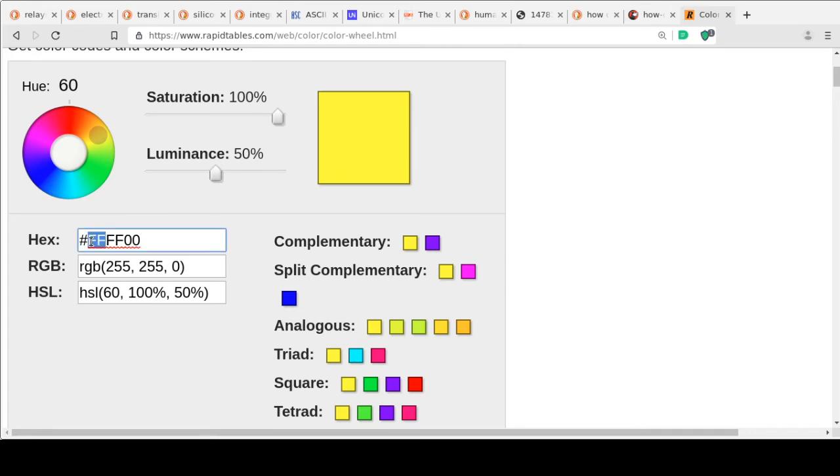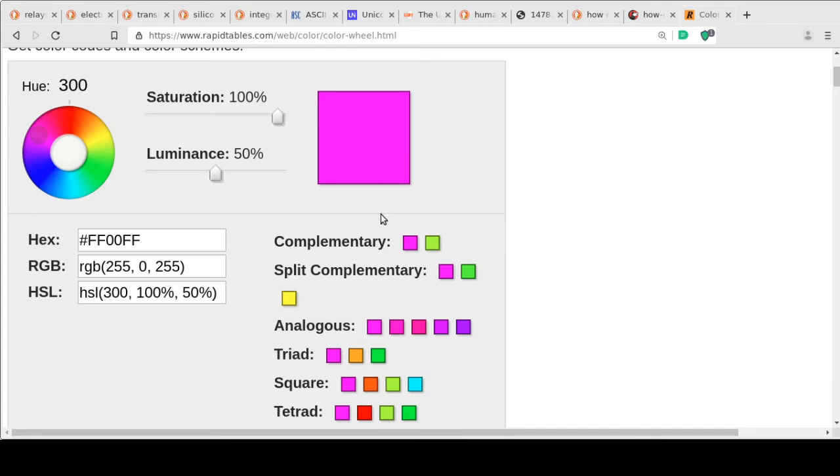And if you have no red and you have green and blue, you get, what is that? Cyan. And if you have red and blue and no green, you get magenta. Cyan, magenta, and yellow are your secondary colors, and so on. And there are all the other possibilities in between.